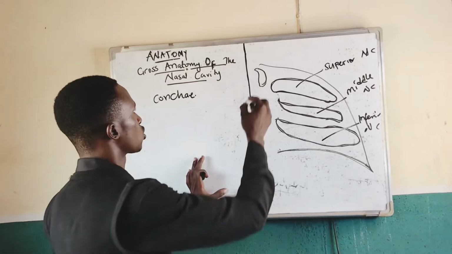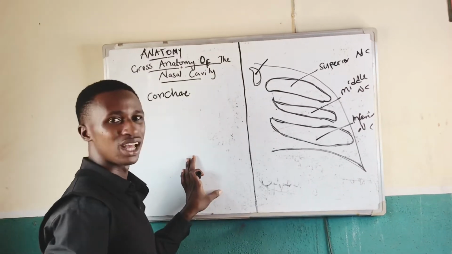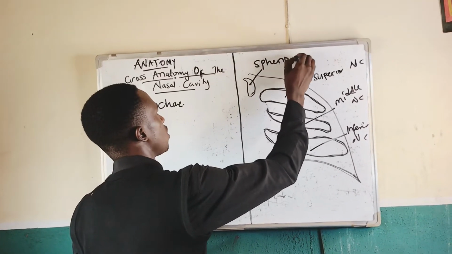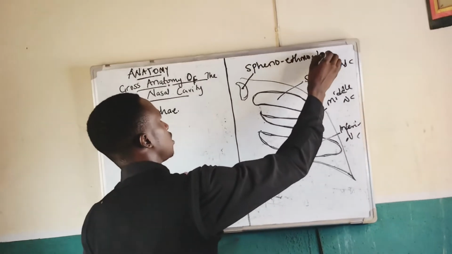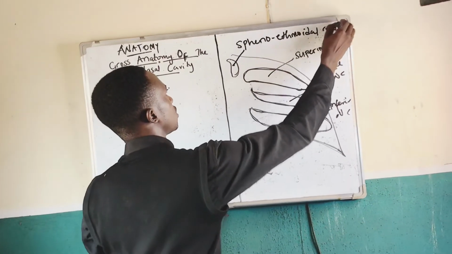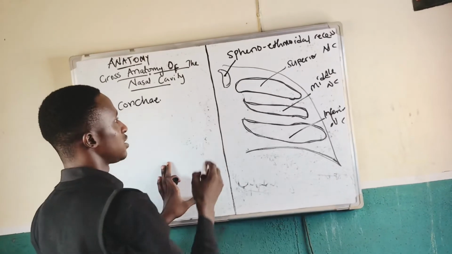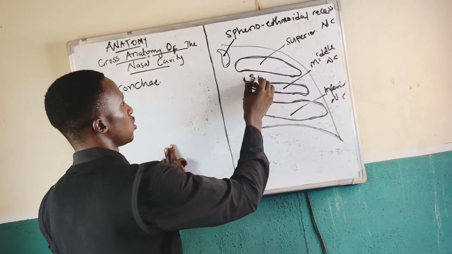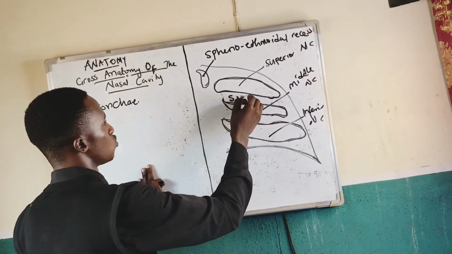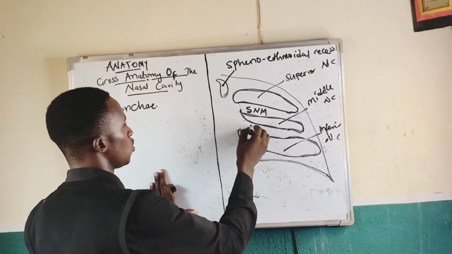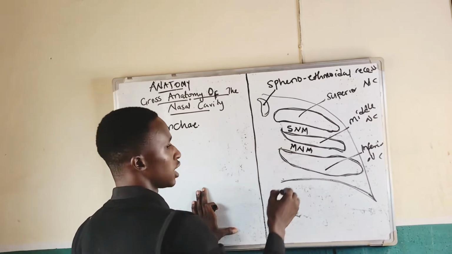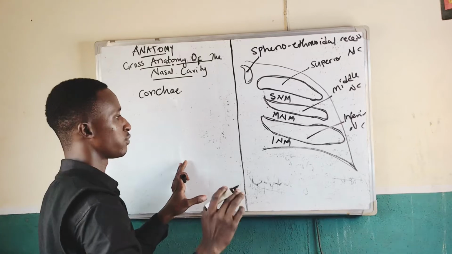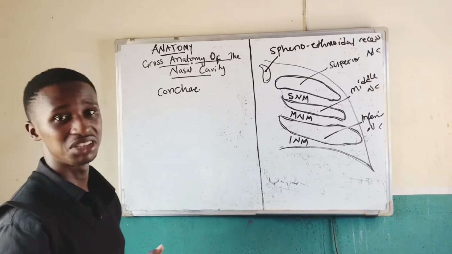The first is this structure which you can see here, which we refer to as the sphenoethmoidal recess. Number 2, you can see the second one here, which we refer to as the superior nasal meatus. The other, middle nasal meatus. And the last, inferior nasal meatus. I will explain these 3 for you to understand very well, but let me just explain the 4.